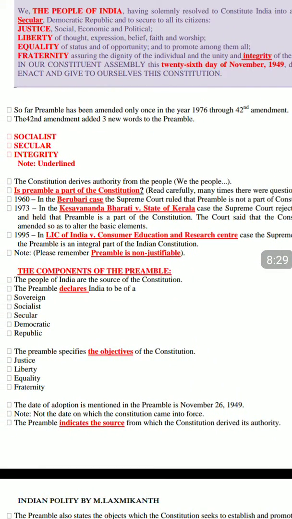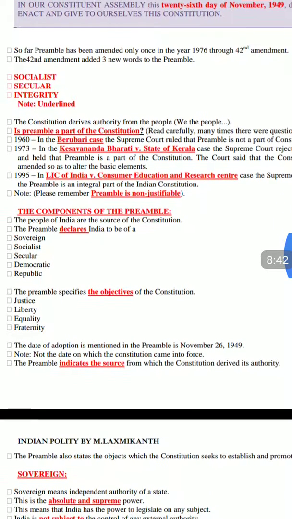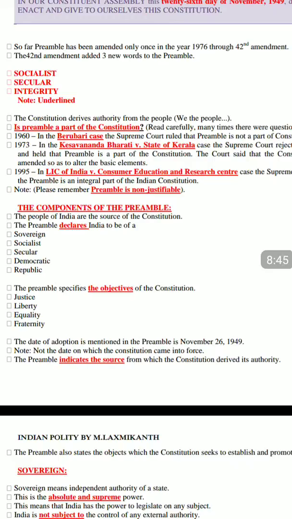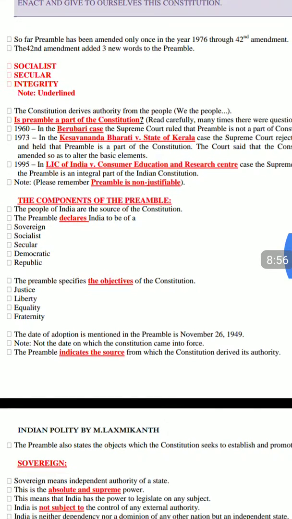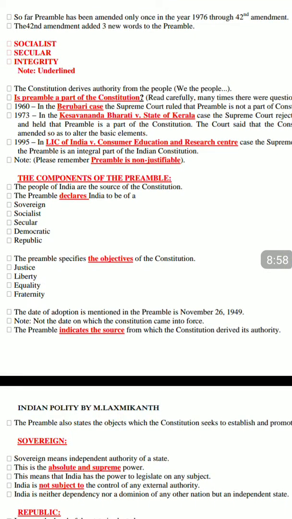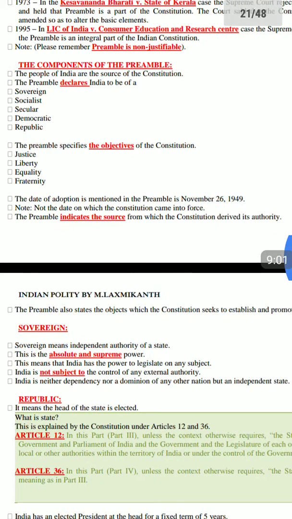So these are the components of the Preamble. The people of India are the source of the Constitution. The Preamble declares India to be a sovereign, socialist, secular, democratic, republic. The Preamble states the objectives of the Constitution: justice, liberty, equality, and fraternity. The date of adoption of the Preamble was November 26, 1949, and the Preamble indicates the source from which the Constitution derives its authority.